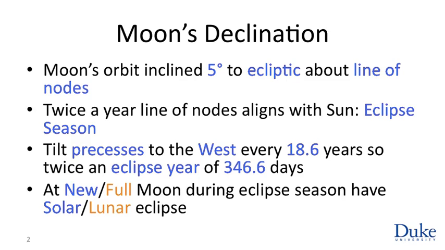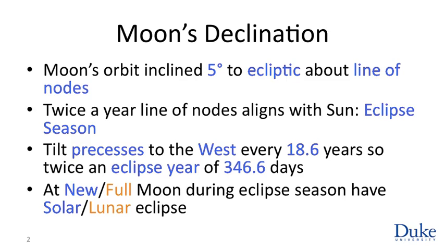And this just means that the eclipse year, the year during which 2 eclipse seasons happen, is a little bit shorter than the full orbital year of the Earth, only 346.6 days. And so during each of those 2 eclipse seasons, a new or full moon might lead to a solar or lunar eclipse. A new moon during eclipse season means the moon is in front of the sun and at the right declination, so you can have a solar eclipse. A full moon means the Earth is between the moon and the sun, and the Earth's shadow will obscure the moon, just as my shaggy head obscured the moon in our model.